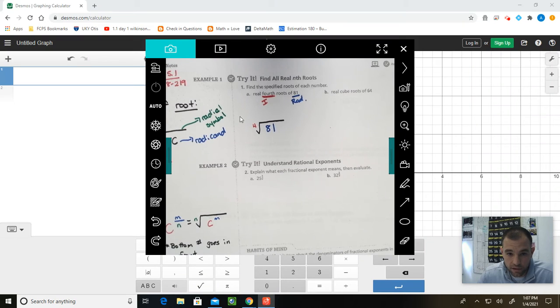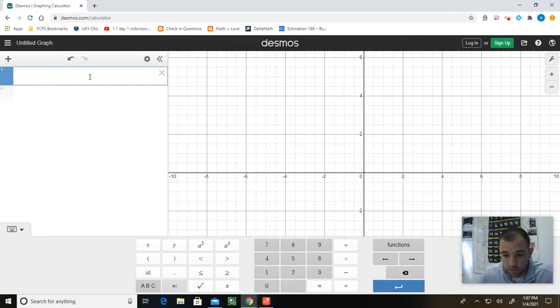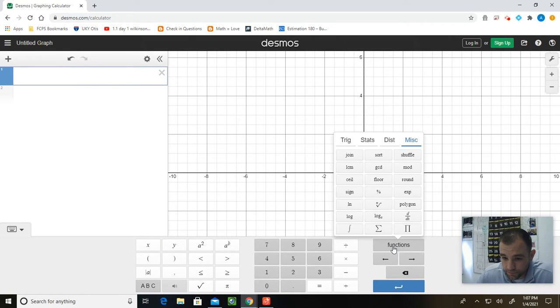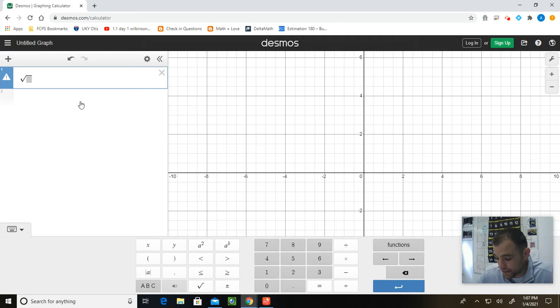If we go to Desmos, I'm going to type this exact problem in, the fourth root of 81. To get this symbol to come up, you are going to click Functions. Then over here on the far right side, you see MISC, miscellaneous. And right here, you see an N with a radical sign. That's what we are going to click on, and it brings up that same symbol.